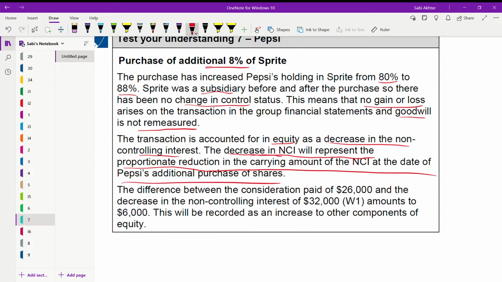Decrease in NCI will represent the proportionate reduction in the carrying amount of the NCI at the date of additional purchase of shares. So the difference between this was the consideration that is paid, and this is the decrease in NCI. So this amounts to 6,000. This is an increase in equity. Why? Because your cash paid is less than your decrease in NCI.